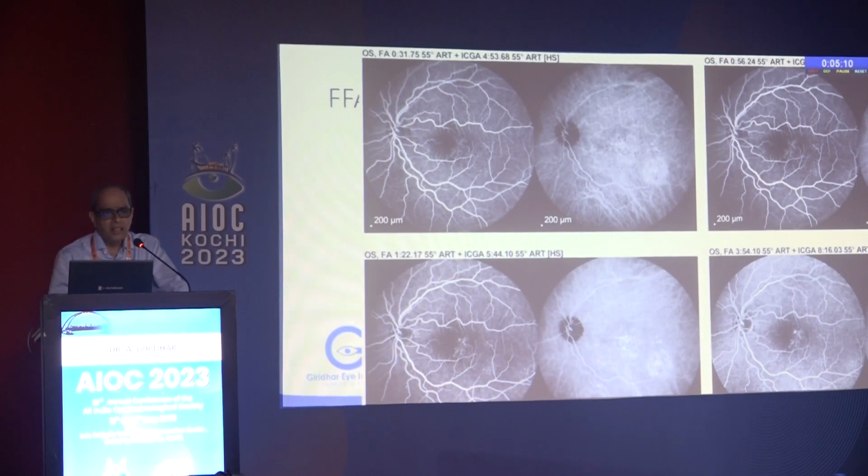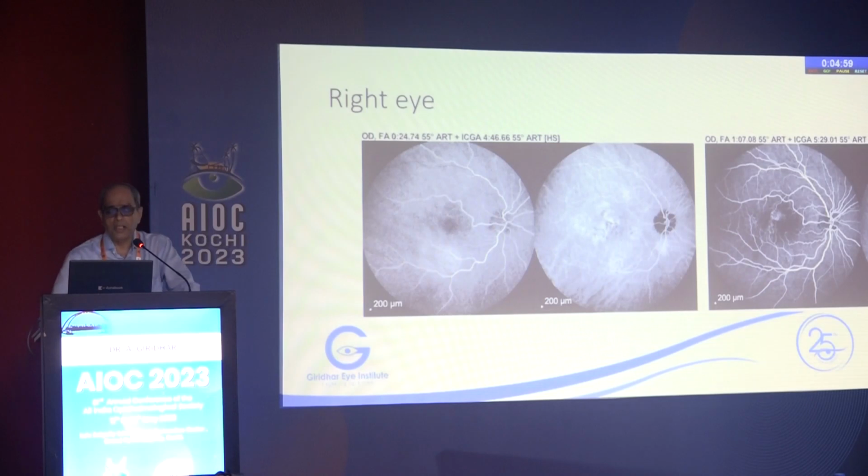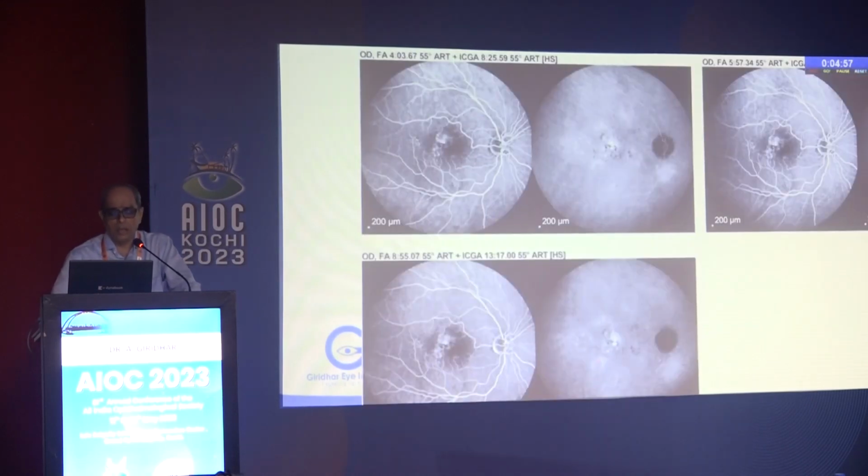ICG, little dilated vessels. That is all. So, based on OCT and ICG also, it looks like a case of CSR. But since the patient is a little old, we are not very sure. We are still worried. The other eye is also showing a similar picture.